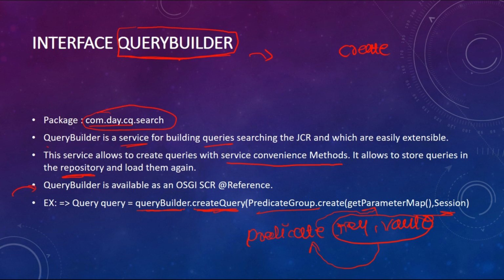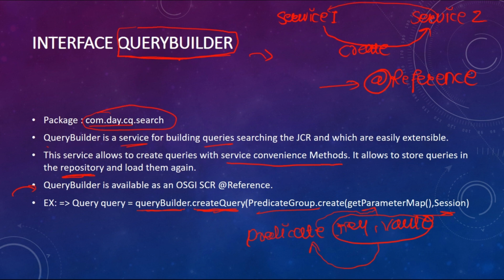Query builder is just simply a service. So how can we achieve this? I'll give you one example. This is service 1, and this is service 2. If you want to call service 2 inside service 1, for that we have one annotation, that is @Reference. You can use this reference and call any service inside your current service. This is the way by which we can get the query builder.